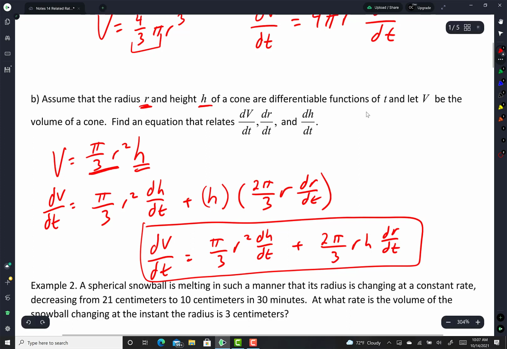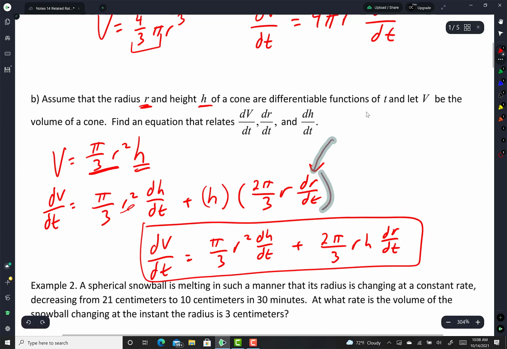What's up, miss? Did you explain why you put the dr/dt again, next to the 2 pi over 3 r? Why did I put it right here? Because I took the derivative of r with respect to time. So the derivative of r squared is 2r dr/dt. But then I multiplied the 2 times the pi over 3, right?